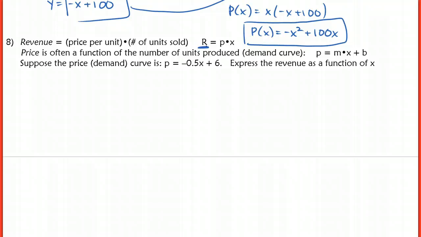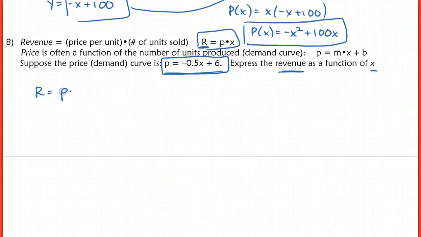This is something that we talked about in the first section when we looked at marginal costs and that kind of thing. But the price is equal to the marginal cost times x plus your initial cost. Now they give us the demand curve and they say it's p equals negative 0.5x plus 6. We're supposed to express the revenue as a function of x. So let's start with the revenue they give us. It says revenue equals p times x, where p is your price, right?